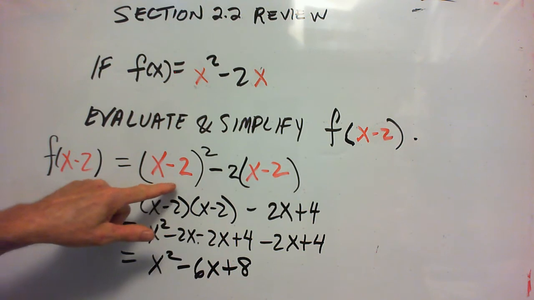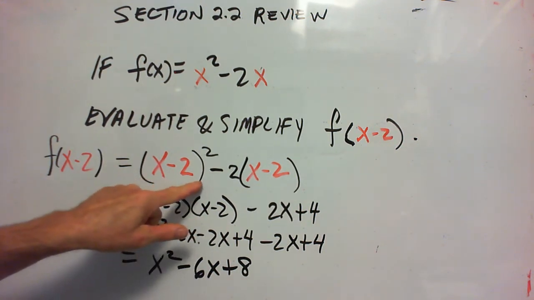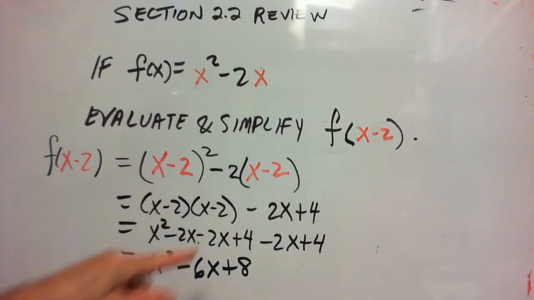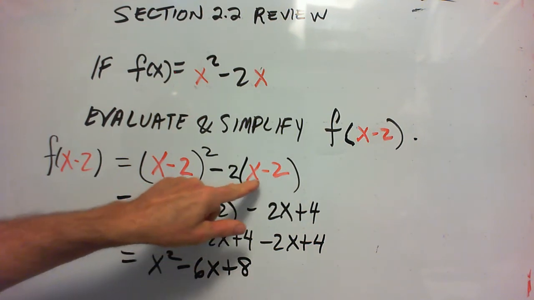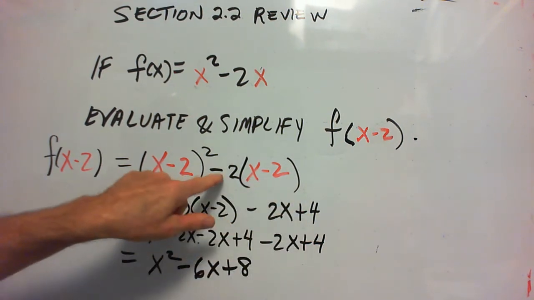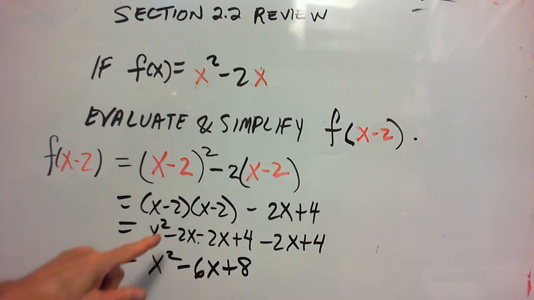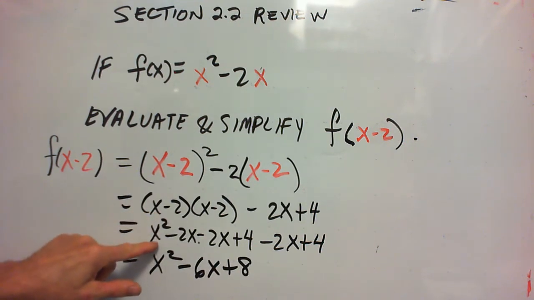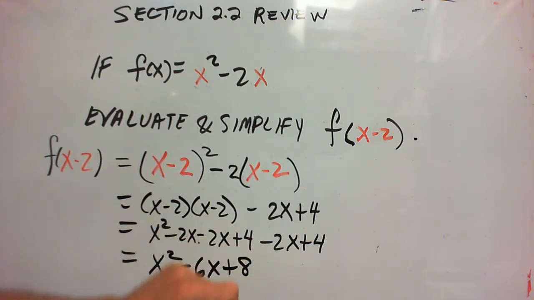So when we simplify this, we just square out the x minus 2 times x minus 2 minus 2x, and that's going to be plus 4 because it's negative 2 times negative 2. Then FOIL out x squared minus 2x plus 4. Now we combine like terms. X squared minus 6x plus 8.